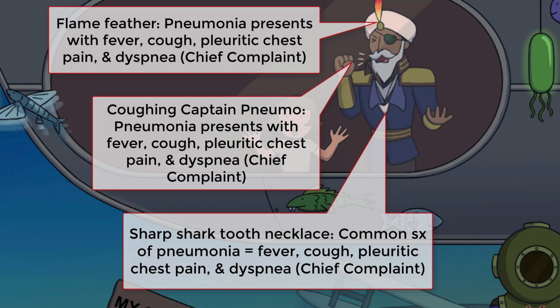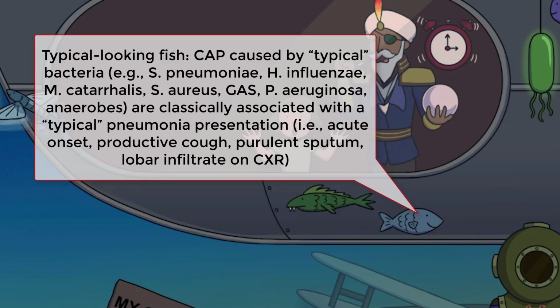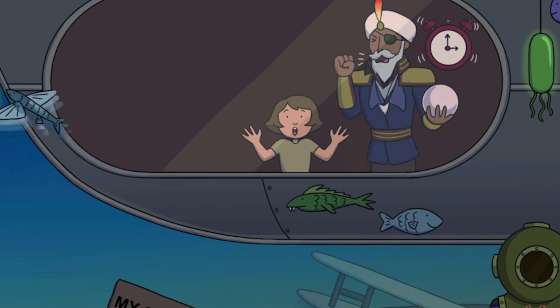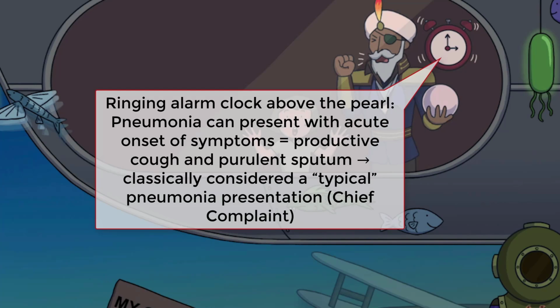Pneumonia typically presents with fever and cough. Other symptoms include pleuritic chest pain and dyspnea. So-called typical pneumonia is classically associated with typical pathogens like strep pneumo, H. flu, Staph aureus, and aerobic gram-negative rods like Pseudomonas. The presentation is acute in onset with productive cough and purulent sputum.